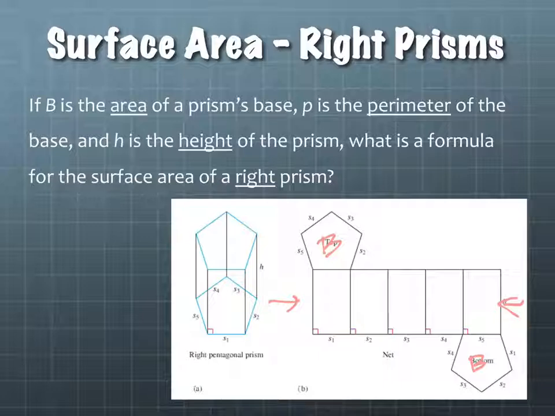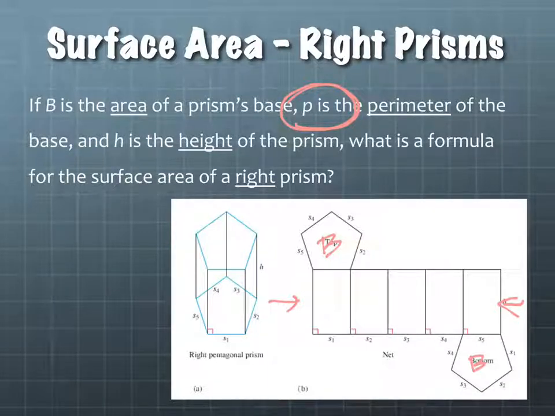we can use another piece of information that this problem sets up. It tells us that the perimeter is P. So what is perimeter? What does that mean? Yeah, the outside edge of the base. So what is the outside edge of this base with the letters that they give us? S1 plus S2 plus S3, and if they're all the same, we would have 5S, right? If they were all actually the same. But even if they're not, the perimeter is still all of them added together.